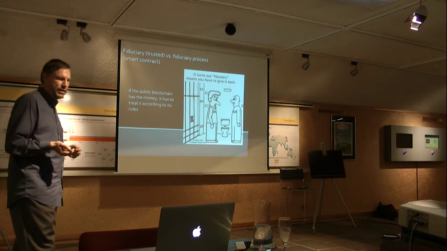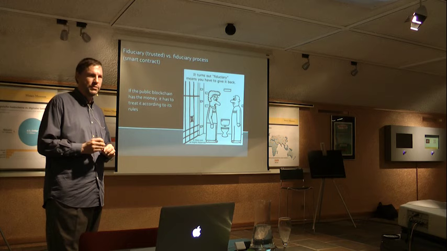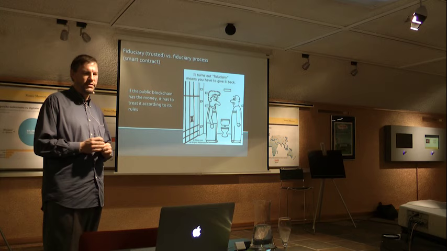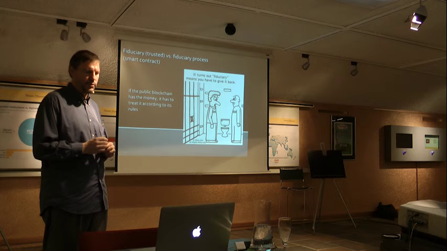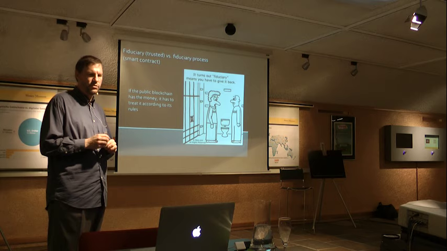Why? This gives the contrast between a fiduciary, a trusted person defined as a fiduciary in the law, somebody trusted with your money, or a fiduciary process, a smart contract. I'll get into more of the differences later, but one of the big basic differences is that the public blockchain has the money, and it has to treat it according to the rules it's programmed with. The fiduciary has human choice. And because they have human choice, we have this threat of them going to prison if they don't give you your money back.